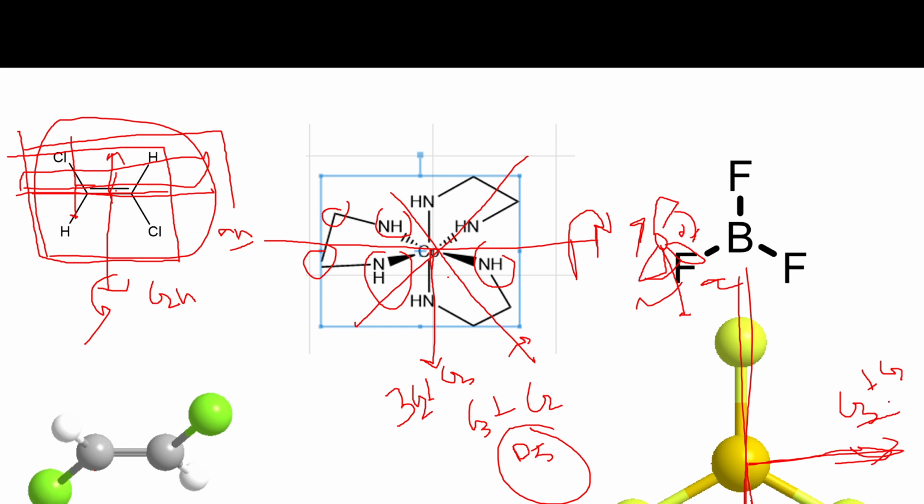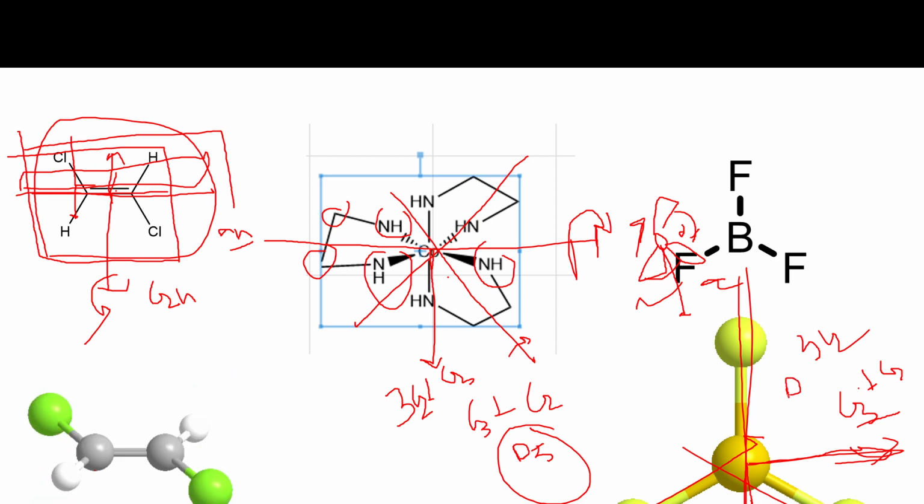From this side also one C2 is present, and this side also one C2 is present. If C3 and more than one C2 are present, so there are three C2 present, and they are perpendicular to the principal axis, then D comes. So this will be D3.